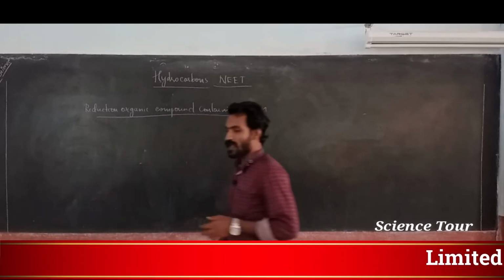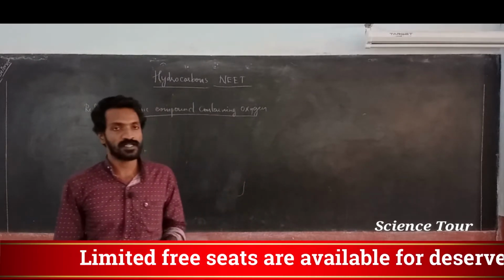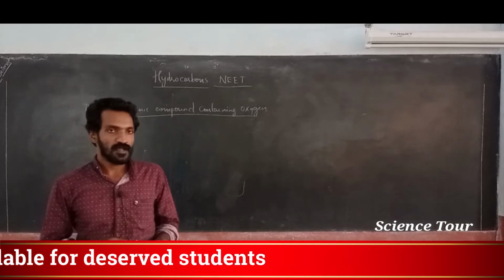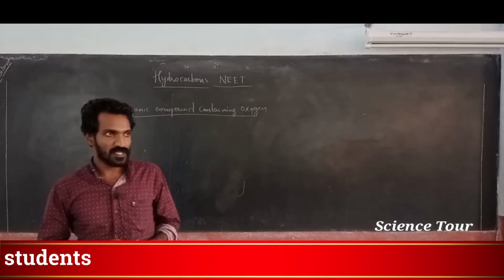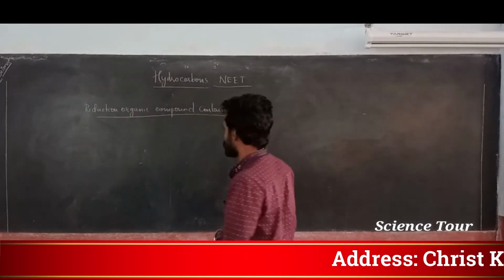My dear students, you know that aldehyde contains oxygen and alcohols contain oxygen, and all other what we call ketone contains oxygen and carboxylic acid contains oxygen, ester contains oxygen. This all undergo reduction. Understood?